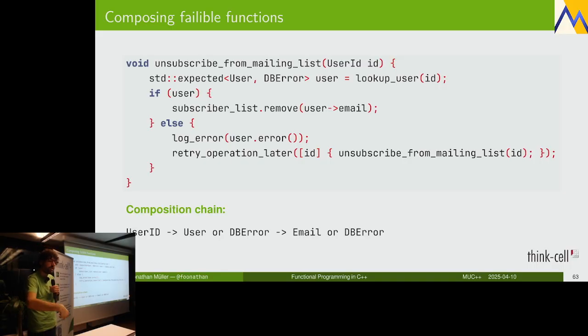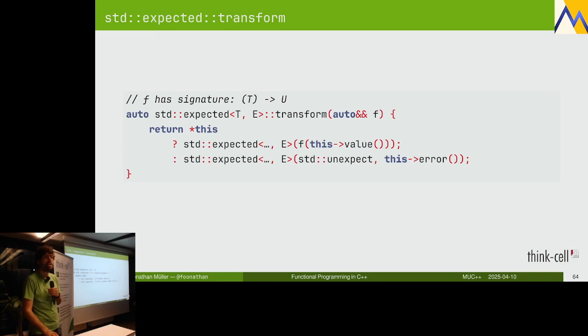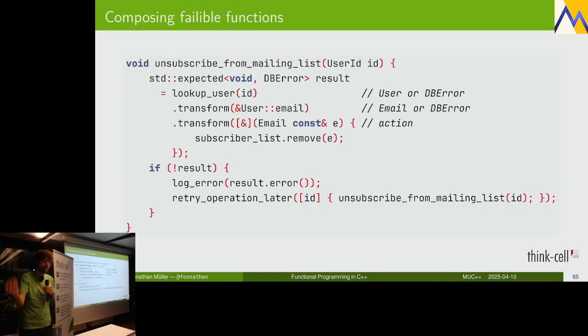Can you turn an expected of a user or DB error into an email or DB error? And well, yes, we can, because expected has transform again. Just like with optional, we've got transform on expected. It takes a T, returns a U, and wraps it in expected this time. And then it also forwards the error in the appropriate case.